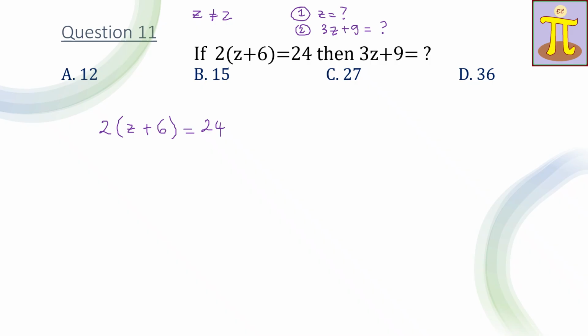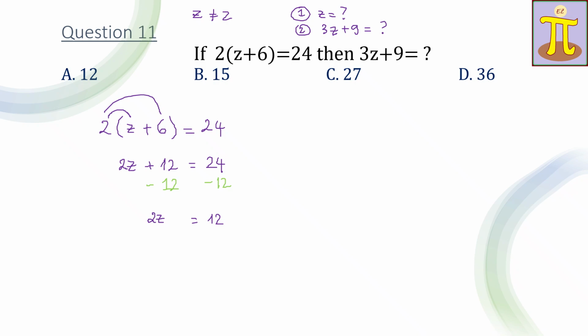So we distribute the 2 inside the parentheses. We have 2 times z is 2z, and 2 times 6 is 12, that equals 24. Now we do the opposite of what we see. We want to isolate the 2z, so we subtract the same amount, 12, from both sides. Now on the left-hand side we have 2z, that equals 12.